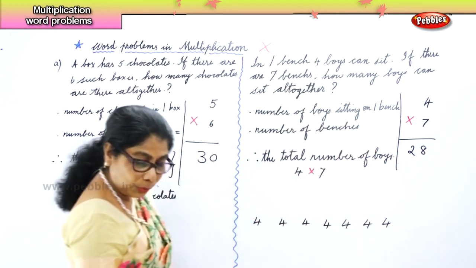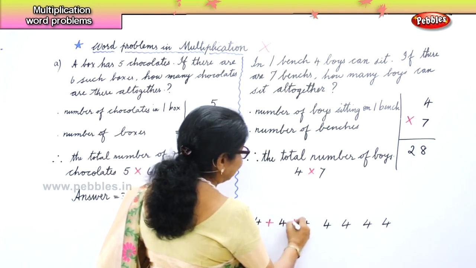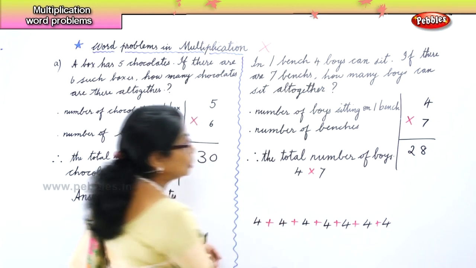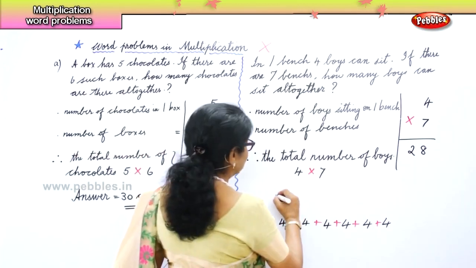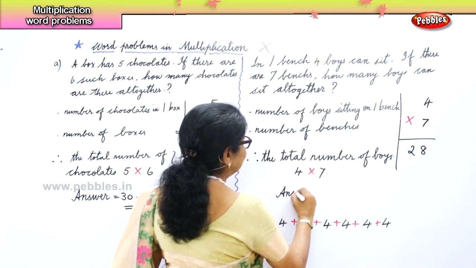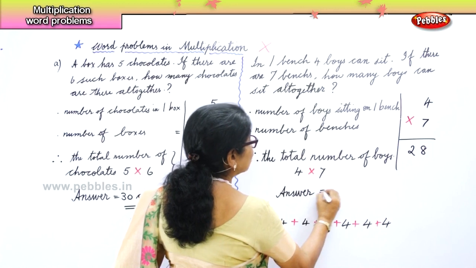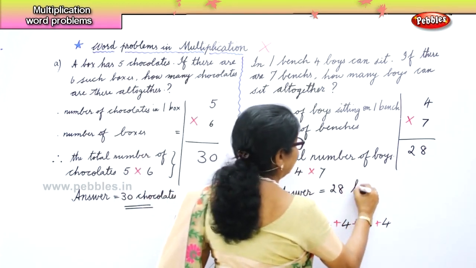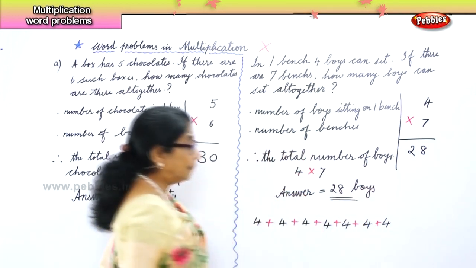Okay, so what are you doing? Multiplication is repeated addition. And what did we get? 28. So what is your answer? There are 28 boys. So your answer is 28 boys are there sitting on 7 benches.